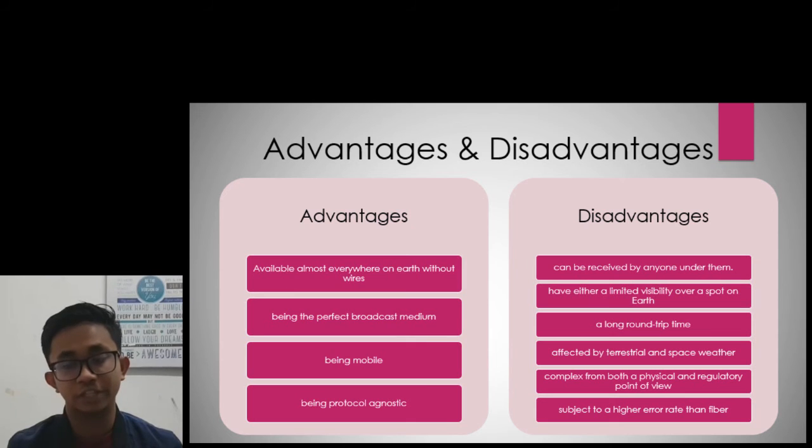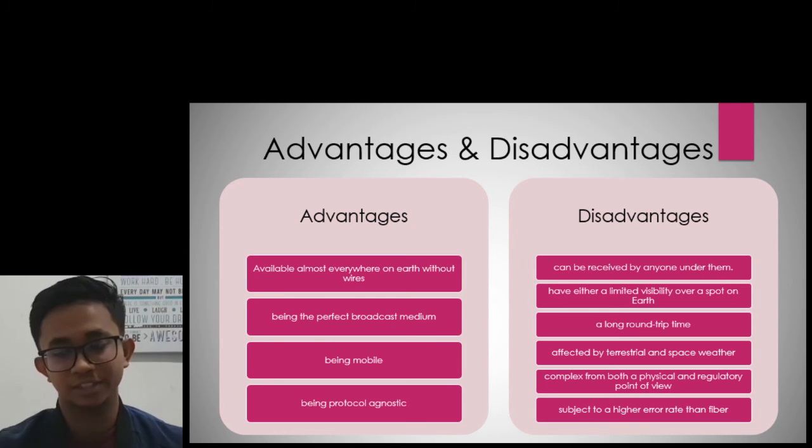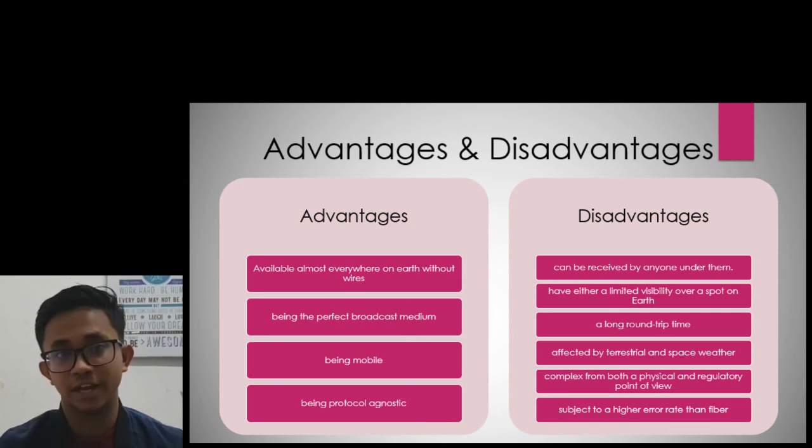And the fourth is that it is affected by terrestrial and space weather. Fifth one is that it is complex from both a physical and regulatory point of view. And the last one is that it is subject to a higher error rate than fiber. But on the other hand, it has more advantages, which is being available almost everywhere on Earth without wires. Second one is being the perfect broadcast medium. Third one is being mobile, and the fourth one is being protocol agnostic.